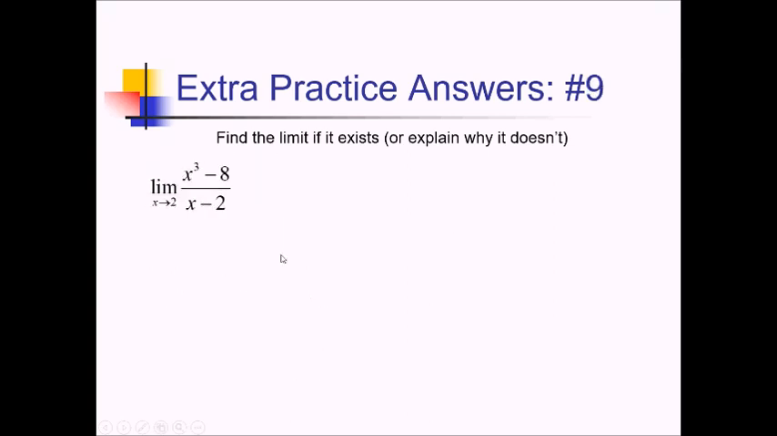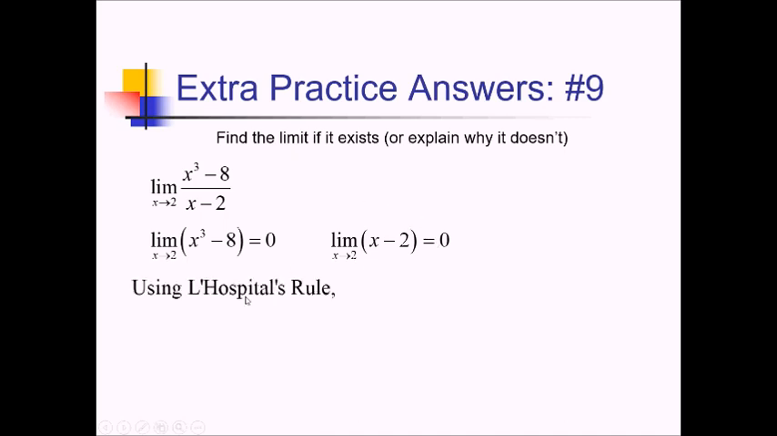On this problem, I'm trying to find the limit as x approaches 2 for this expression. And I can see right away if I plug in 2, I'm going to get 0 in the denominator. So let me just take the limits of the top and the bottom separately, just in case. So the limit as x approaches 2 of x cubed minus 8, the numerator, that's going to be 8 minus 8, which is 0. The limit as x approaches 2 of x minus 2, the denominator, is also going to be 0. Since I get 0 in both the numerator and denominator, I can use L'Hopital's rule.